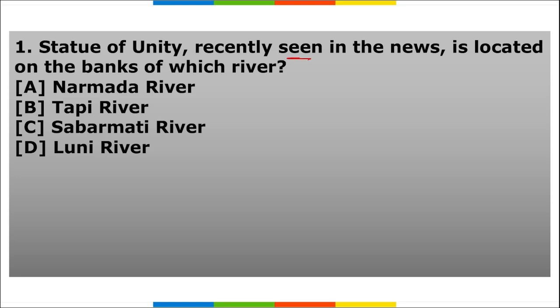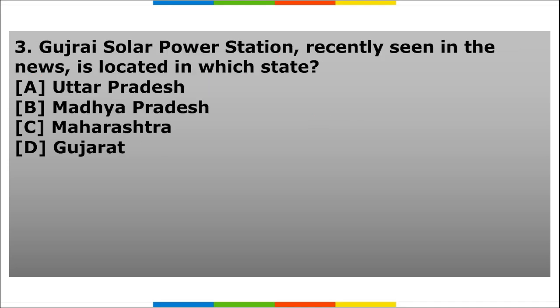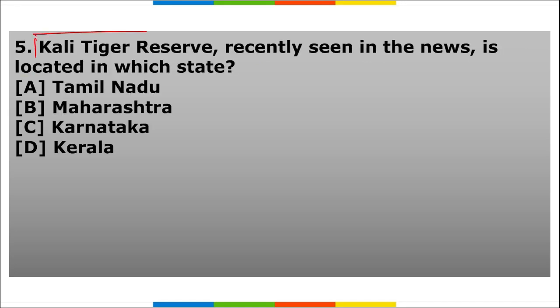Next is our homework section. First, Statue of Unity recently seen in news is on the banks of which river? Important question. Tell me the state also where this Statue of Unity is built. Second, India's first Gati Shakti research chair has been established at which IIT? We did this question yesterday. Third, Gujarat Solar Power Station recently seen in news is located in which state? Fourth, what was India's ranking in the Global Cybercrime Report for 2023? And fifth, Kali Tiger Reserve recently seen in news is in which state? So these are your 5 homework questions.